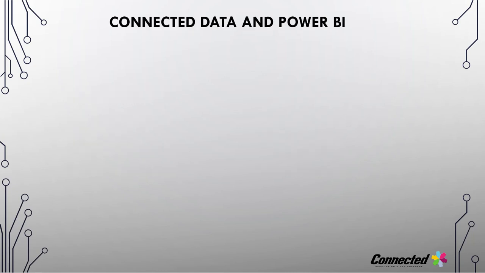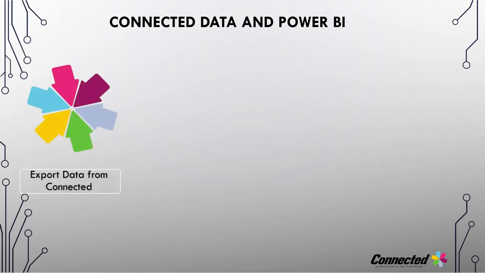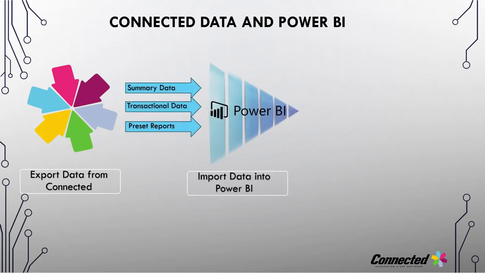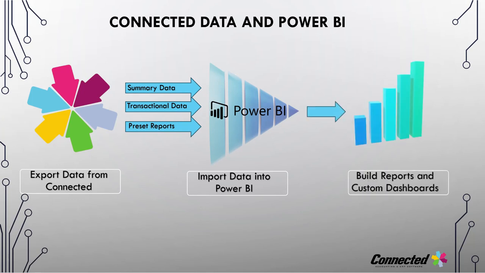So how does the process work? First, within Connected, you'll export the data that you want in whatever format with whatever information that you need. This information can come in different ways: your summary data, transactional data, as well as preset reports that you can use. However you use it, you import that data into Power BI. From there, you use Power BI in order to build reports, custom dashboards, and whatever it is that you need.